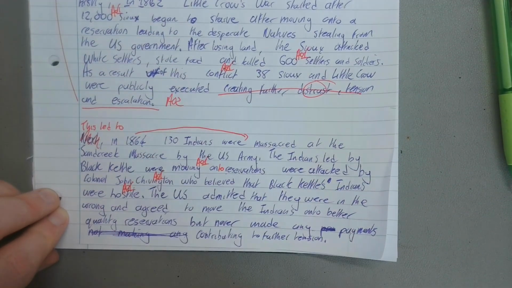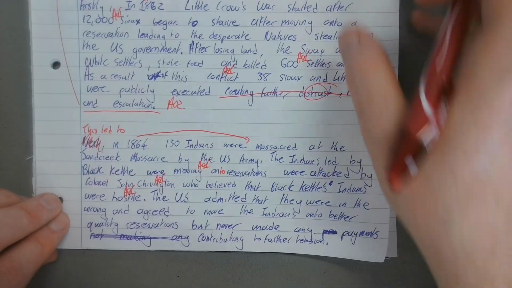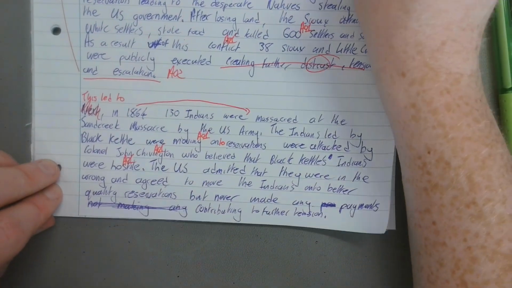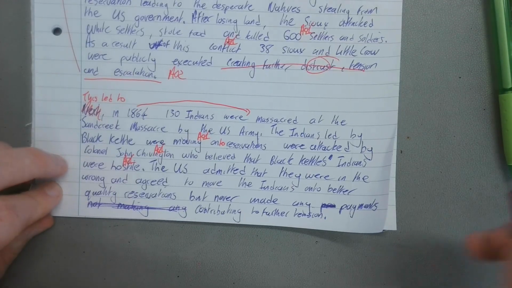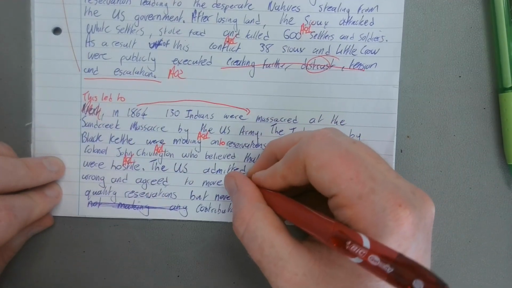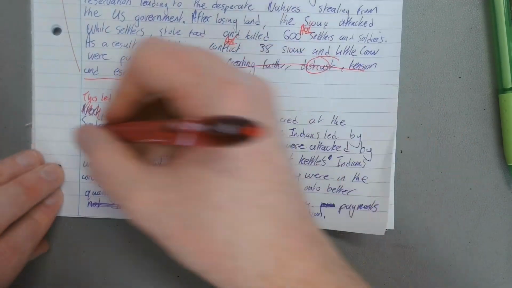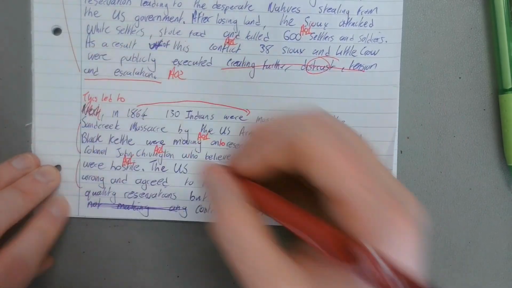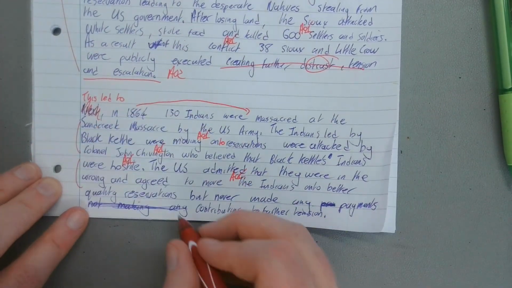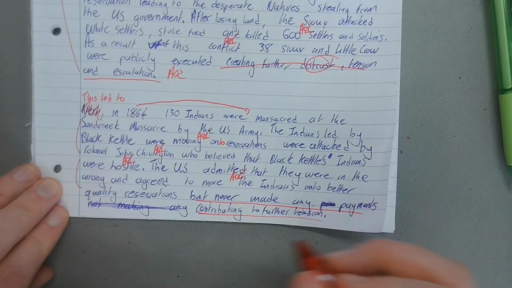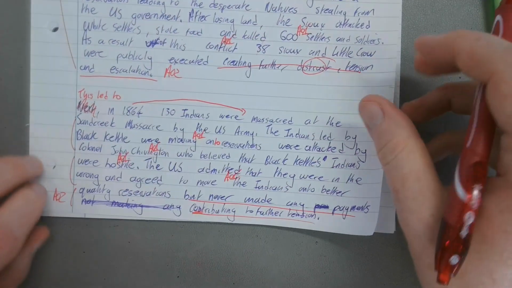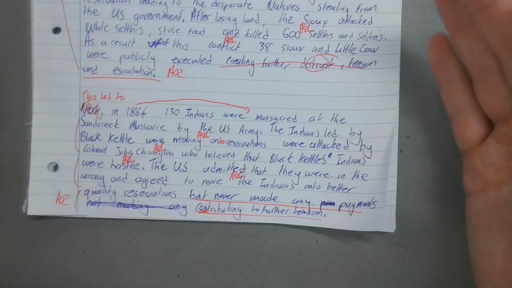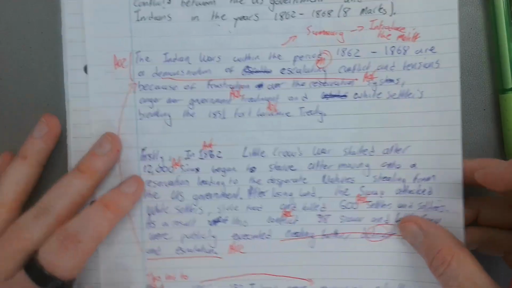AO1 again. The US admitted that they were in the wrong and agreed to move the Indians onto better quality reservations, but never made any payments, contributing to further tension. So again, I've got 2 events, so I've got 1 event there, 1 event there, 1 fact there, 1 fact there, and again, here is my AO2, there is my link, and I'm linking it back to the whole summary here. So let's have a look at my final paragraph.